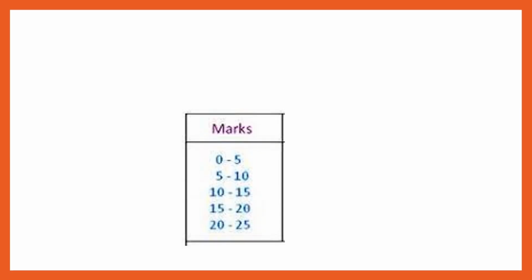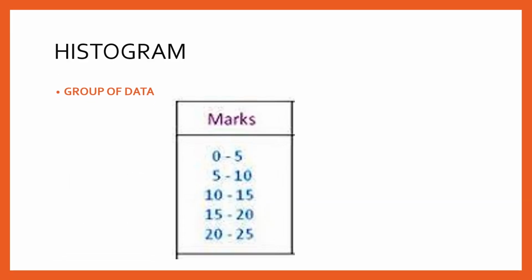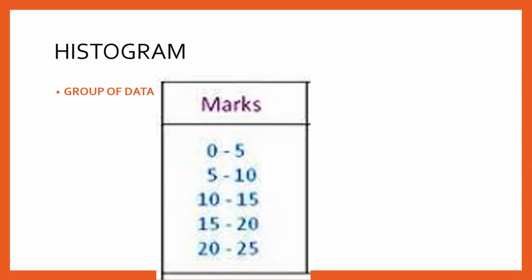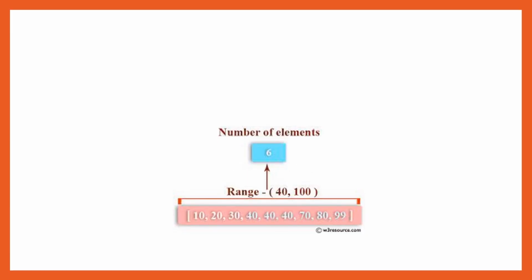For example, the marks have been given 0 to 5, 5 to 10, 10 to 15 in this fashion, and how will we group this data? That is the point of discussion in the histogram. So grouping of the data, like the number of elements, a range of 40 to 100. There are various ranges produced, 10, 20, 30. That is not the countable one. But if you try to find only 40 or 100, you can find it in this range. So grouping the data and putting it into this graphical form is the major step of the histogram.